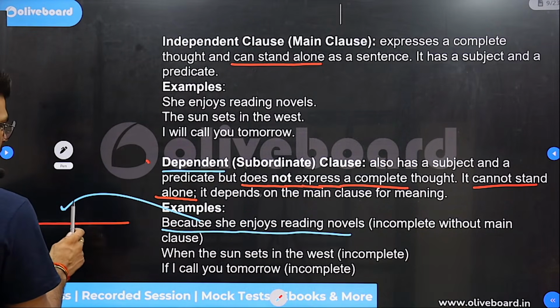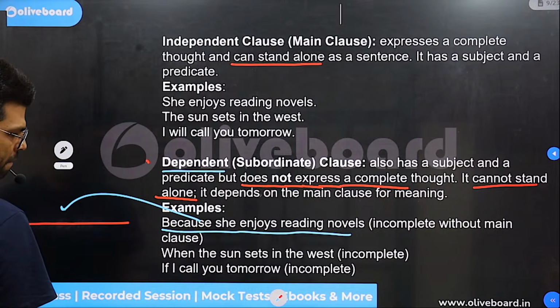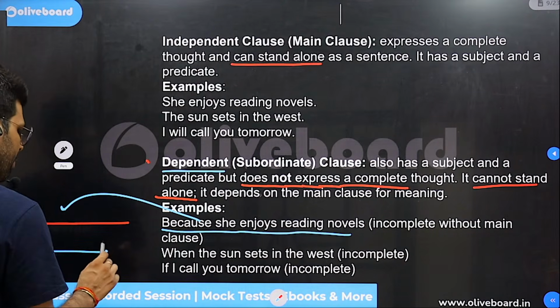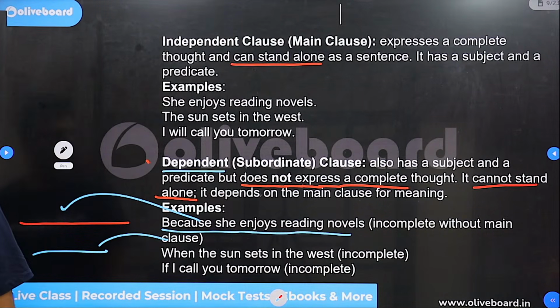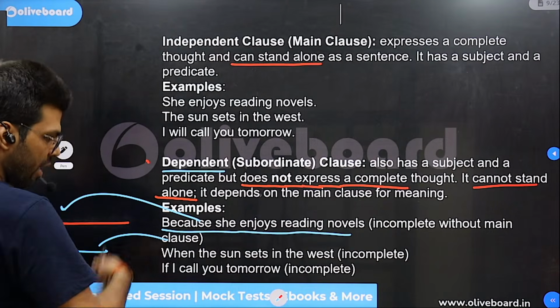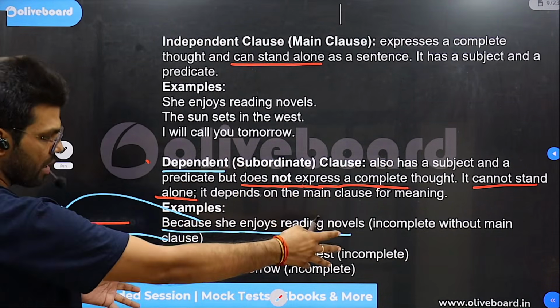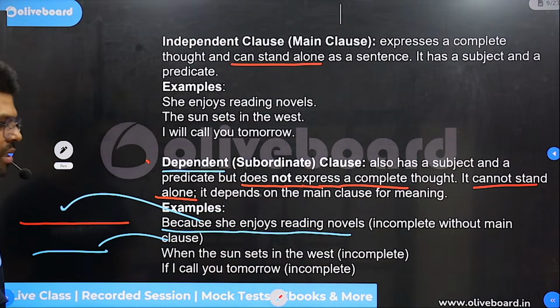She reads novels every night. Why? Because she enjoys reading. He came when the sun set, for example. So when the sun sets, yes. When I reached home, what? When he called me, what? You need to complete this, mentioning another sentence after that.